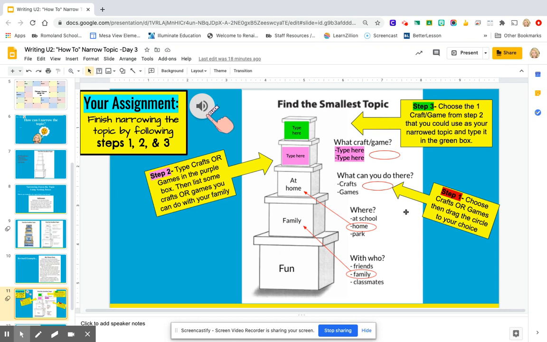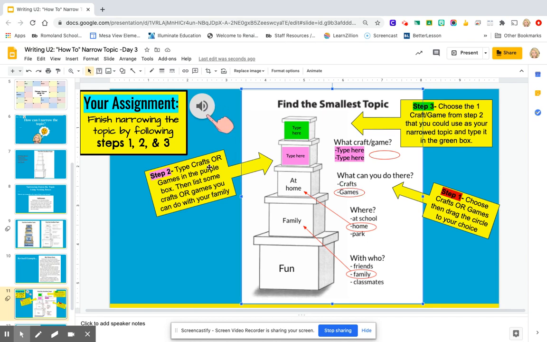And step 1 says, first, you need to choose, and this is your choice, not mine. What would you rather talk about? Would you talk about crafts or games? And whatever you choose, you're going to take this red circle and you're going to move it to your choice. So let's say if you know how to do some really cool crafts at home, maybe that's what you're going to choose. Or if you know how to play a really fun game with your family and you want to talk about that, you're going to choose games. So whatever you choose, you're going to drag and drop this red circle here.